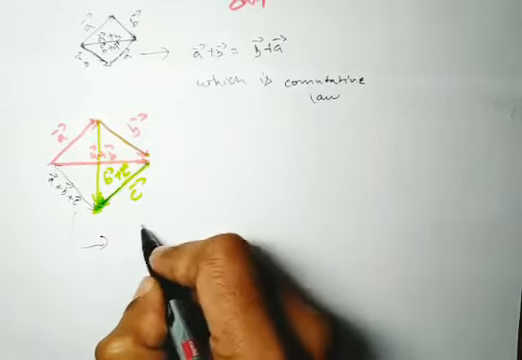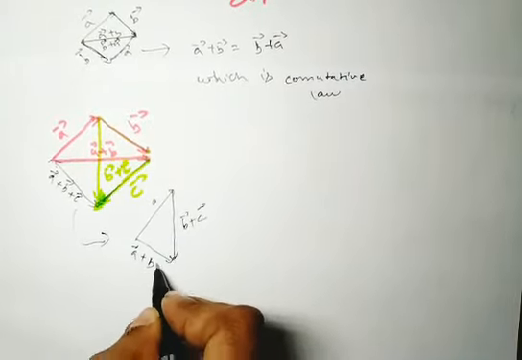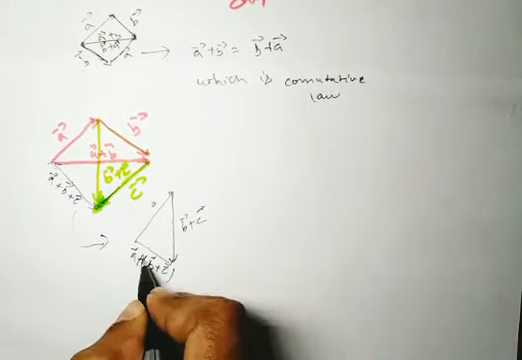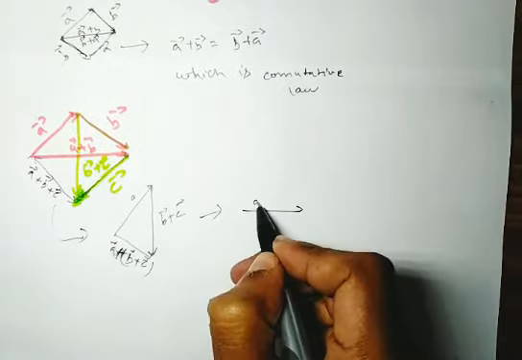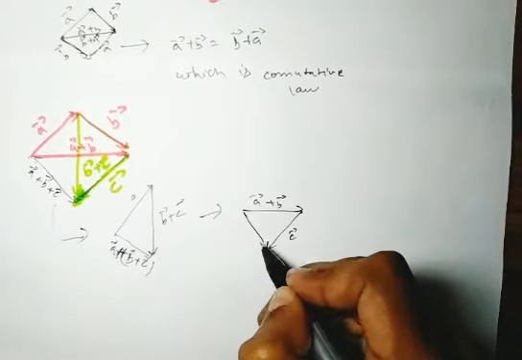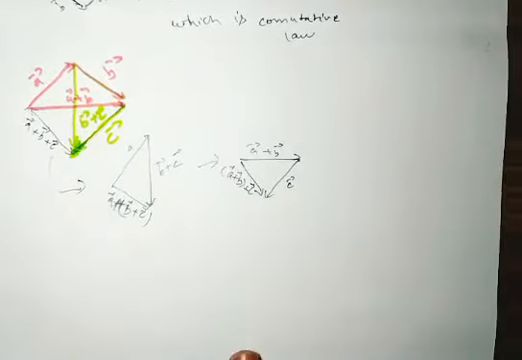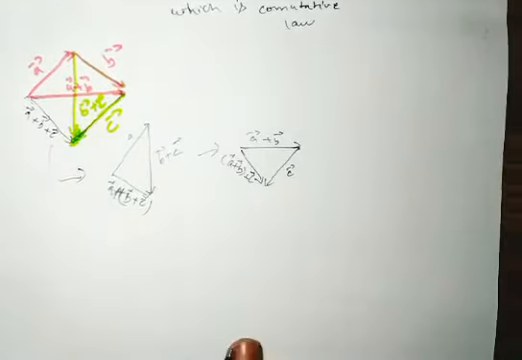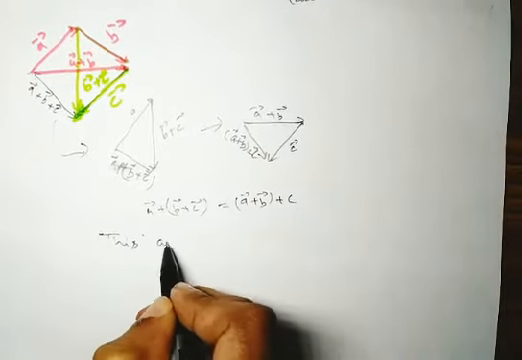Let us consider the first case, vector A, and this is vector B plus C. So it will give A plus (B plus C) in brackets. In the second case we can take vector A plus B and vector C, then it will give (A plus B) plus C. So from this we can say A plus (B plus C) equals (A plus B) plus C. This is the associative law.